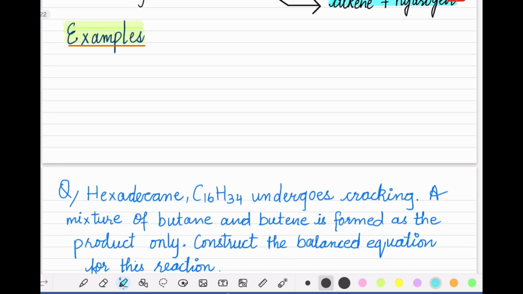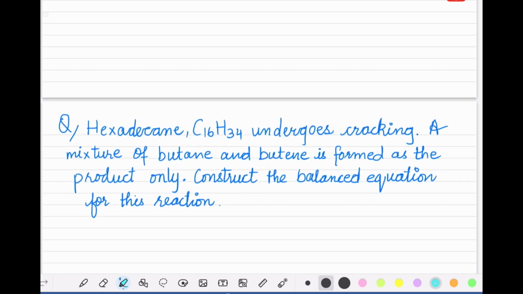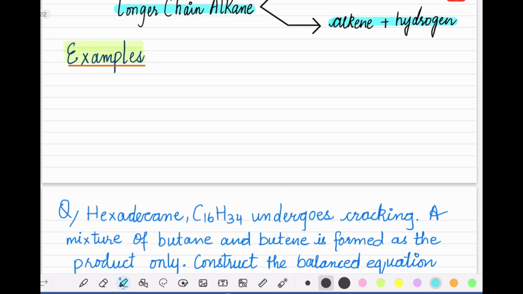Now we will do some examples for cracking. For example, we take the example of octane.